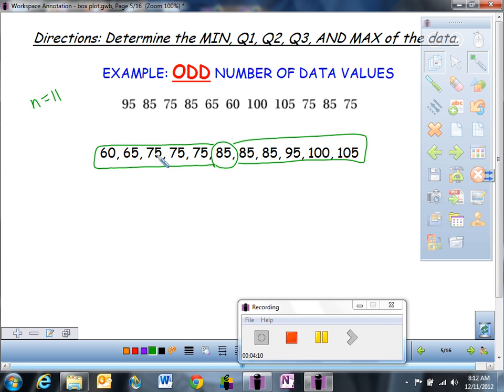So I have 1, 2, 3, 4, 5. It's going to be the third number. So this is our Q1, this is our Q2, Q3, and then this is our min, and this is our max.